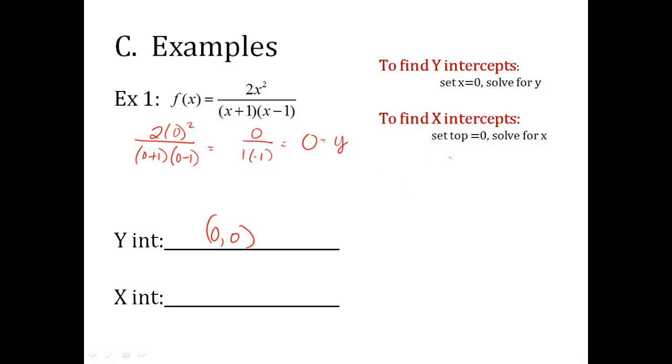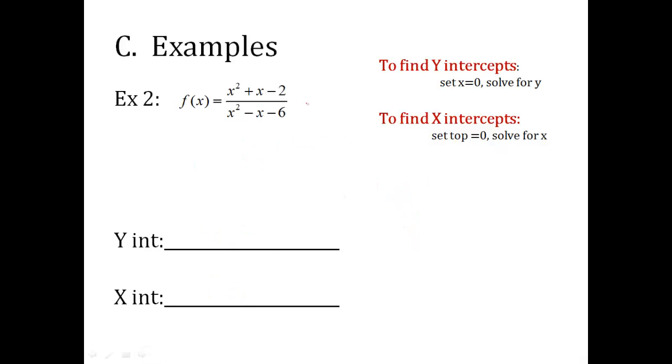Okay, x-intercepts, just set the top equal to 0 and solve it for x. So I do 2x squared equals 0, divide by 2, x squared equals 0, so x is 0. So my x-intercept in this case is (0, 0) as well. Doesn't always work like this, but sometimes it does.